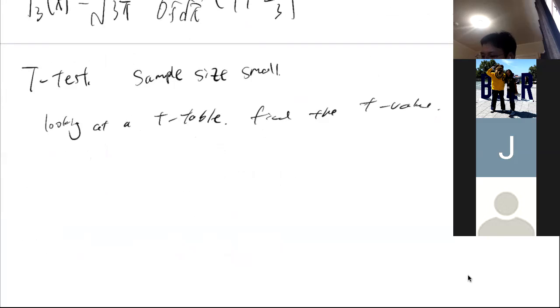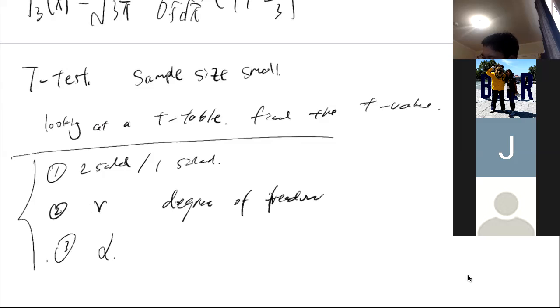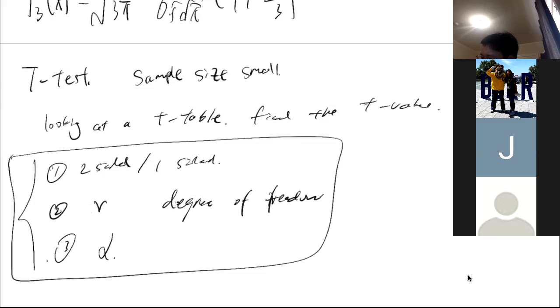So in order to check a t-table, you need several parameters. The first one is whether it is a two-sided or one-sided test. The second one is the degree of freedom. And the third thing is the significance level alpha. So you need to know exactly these three parameters, and then you look at the t-table to find t values based on these three parameters.